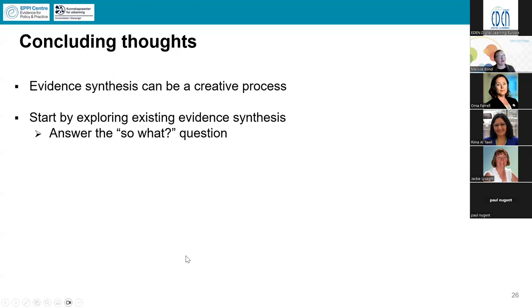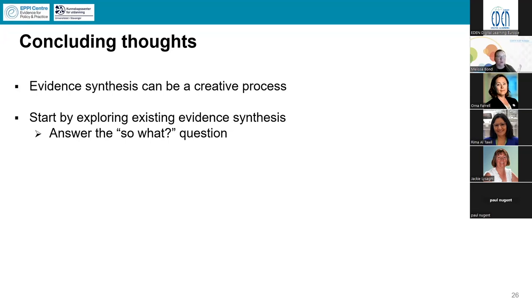It's really important that you start by exploring existing evidence synthesis so that you're not duplicating effort, that we try and eliminate this idea of research waste, and that you really use that as a basis for answering that so what question: why are you doing a new piece of evidence synthesis when all of this already exists?